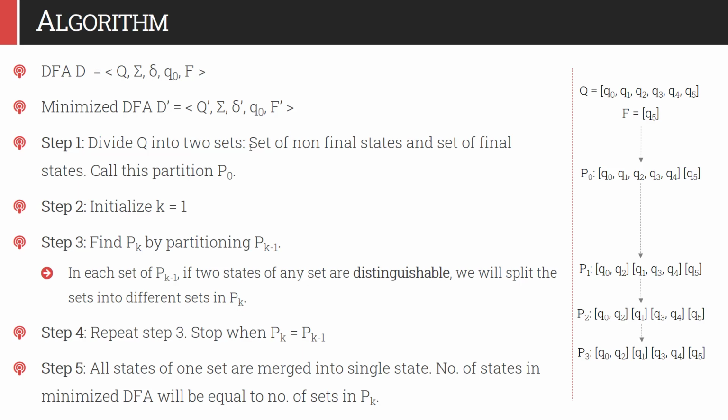Once we reach this condition, all states of one set are merged into a single state. So now q0, q2 we have to treat as a single state, and q3, q4 also as a single state, because they are identical, or we can say they are redundant. So we can eliminate one of them. Either we can put them into one state, or we can rename them. For simplicity, we are renaming q0, q2 as A and q3, q4 as B.